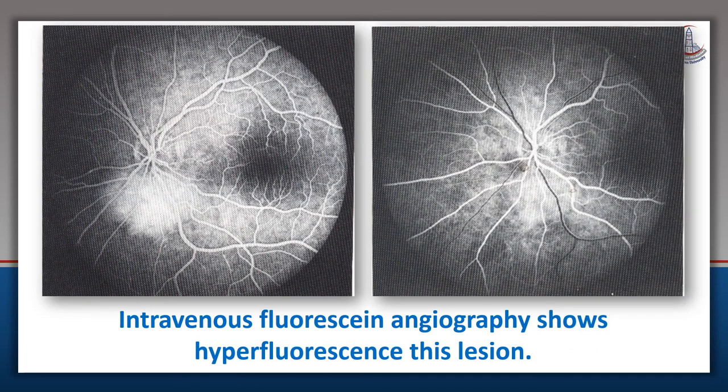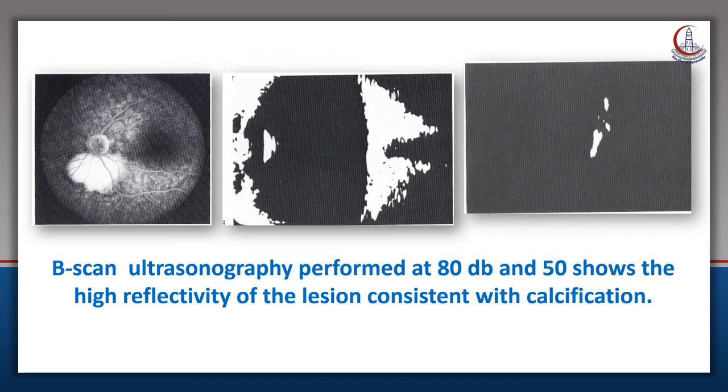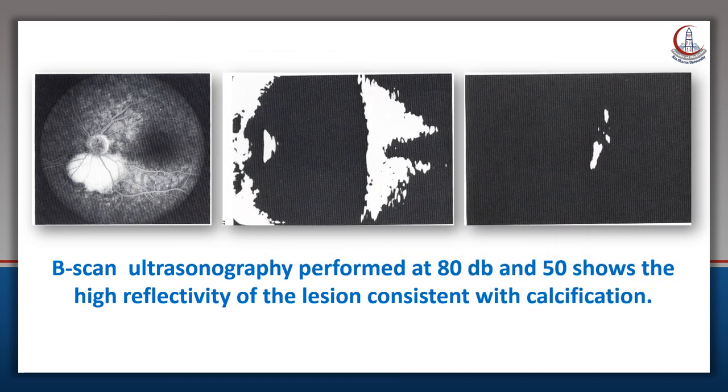So for this lesion of choroidal osteoma in this 31-year-old woman, intravenous fluorescein shows hyperfluorescence just inferior to the disc. And B-scan: we can do a B-scan with moderately high gain and low gain, and try to demonstrate if there is calcium, which, if present, is consistent with the diagnosis, of course.